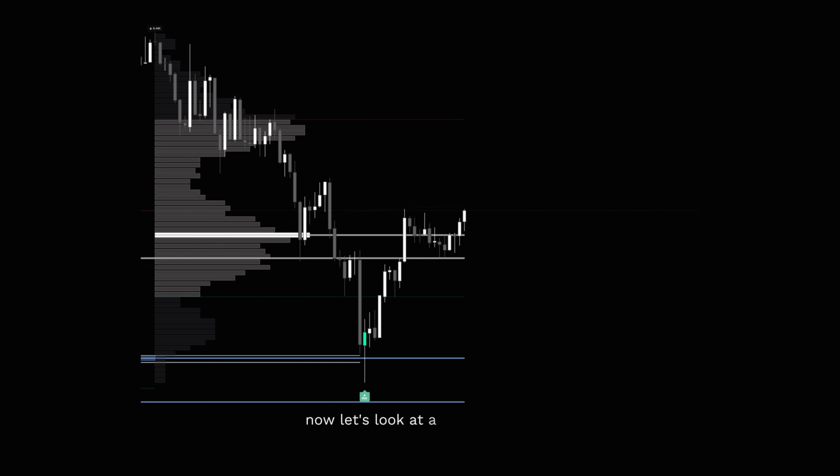Now let's look at a POV example. Remember, the POV is a low volume node inside the value area. If price breaches this thin area and then rejects back into value, it can create a move toward a more accepted price. Often, that target is the POC. This is not a magic rule, but it gives you a clean framework.